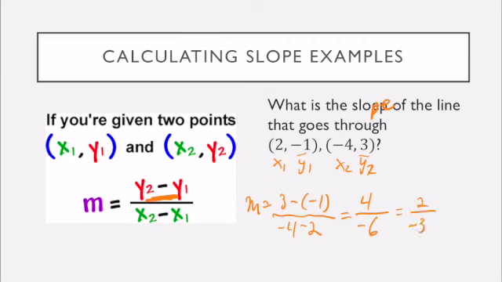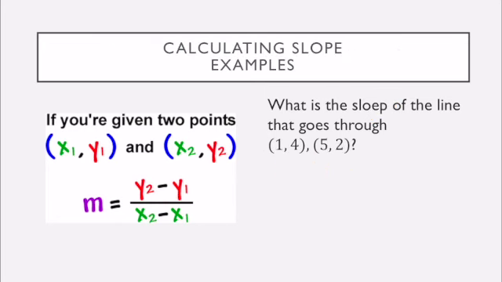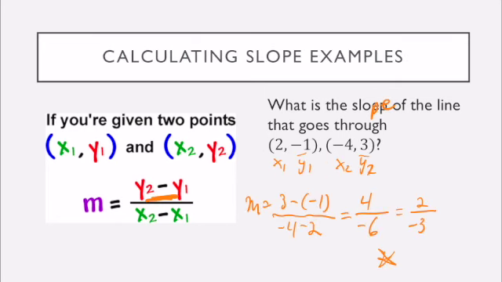Now, where we're going, I highly recommend leaving it as a fraction. Do not convert to a decimal. We're going to use some of the properties of slope to make our lines easier to graph. So for now, do not convert to a decimal. Thanks. That's my little public service announcement.